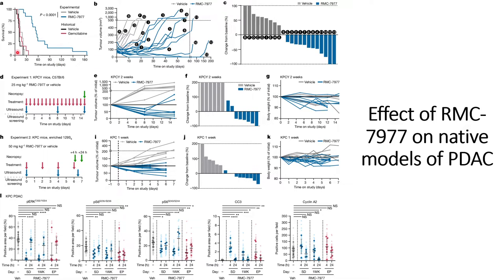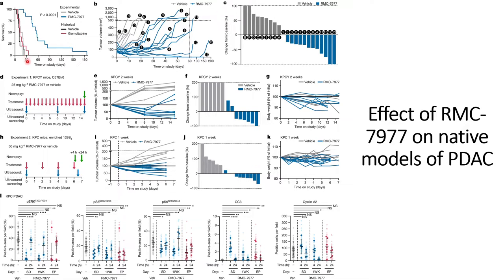And first they did the survival test, where they found that when they use this RMC-7977, the survival rates are even 3 times higher compared to the traditional survival rates, that is, with gemcitabine, which is one of the commercially available drugs for the treatment of cancers.